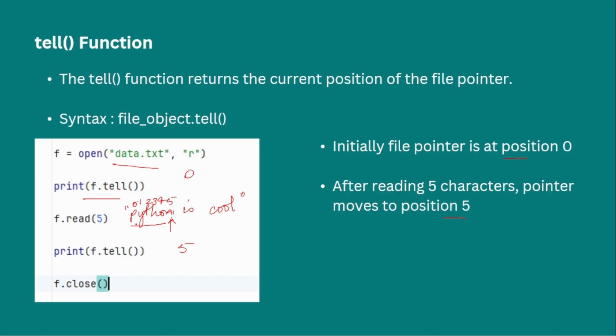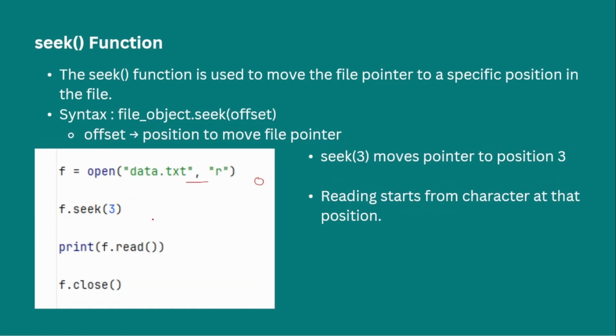So if we had this data, "Python is cool", like we saw here, it is reading after f.seek(3). So 0, 1, 2. The file pointer will come here, and it will read from this point, because seek moves the file pointer to the third position. Okay, I will just show it in Python so that it becomes clear.